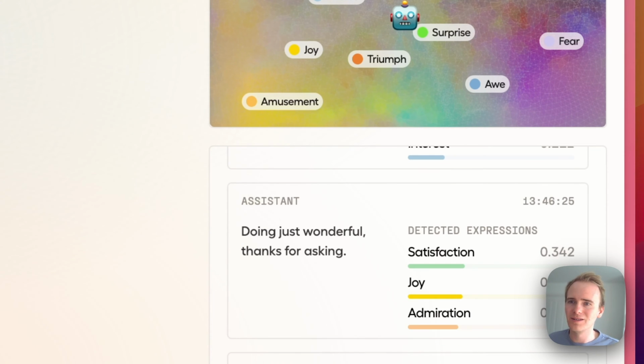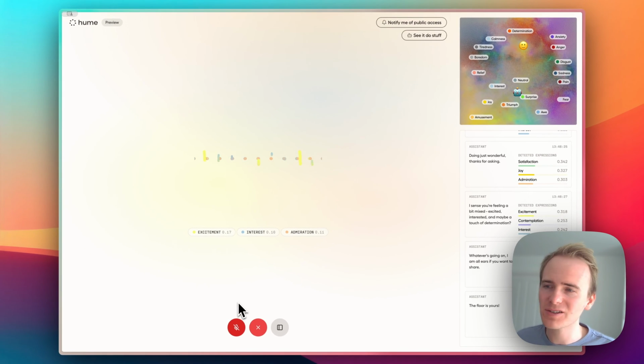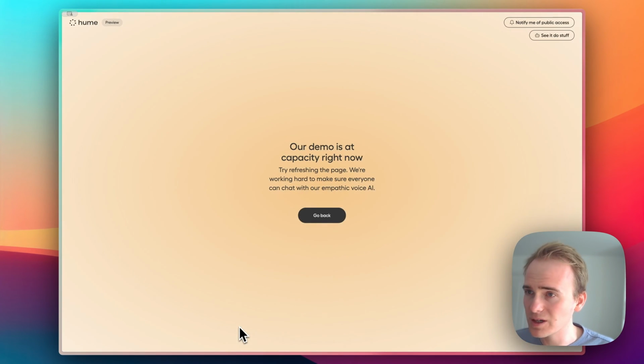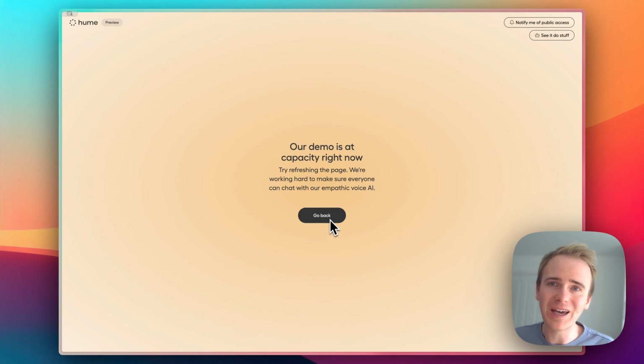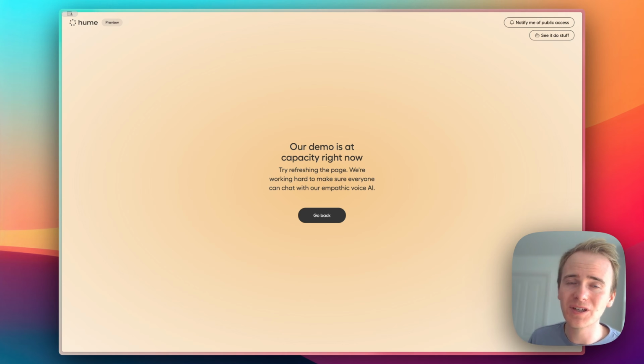The floor is yours. So notice how it is detecting different elements of emotions. In fact, it's mapping me and the AI across the top. So let's say something like, I've just had some really sad, okay, it's at capacity. You get the idea. They've literally just launched. I had a really good play with it earlier on in the week.